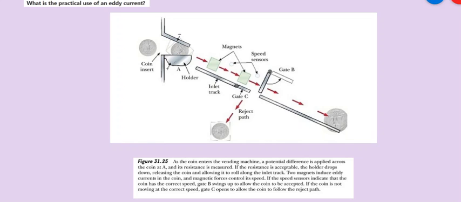You can see the diagram, and as the coin moves down the incline, there are two magnets on the inlet track. These magnets slow down the speed of the coin, and this is done with the help of eddy currents that get generated in the coin when the coin passes through the two magnets. And then you can read what happens, but primarily in a vending machine, when you see the magnets, that is where the eddy currents get generated in the coin to slow down the speed of the coin.